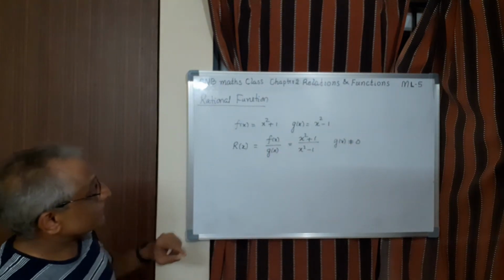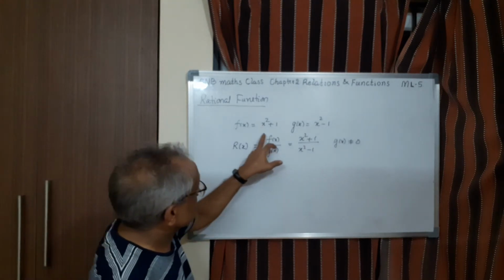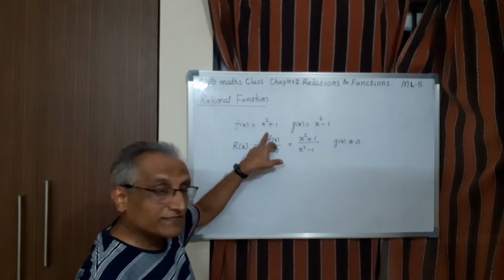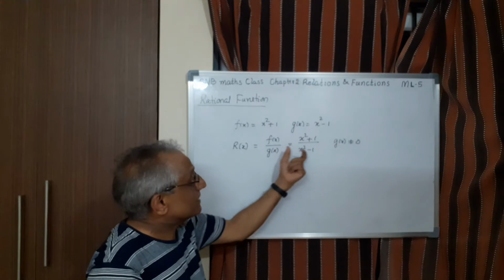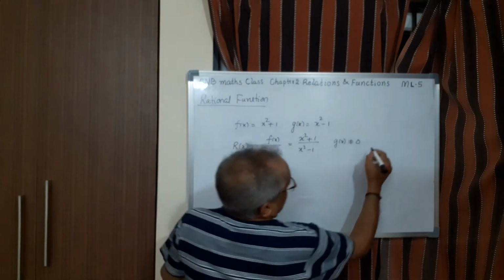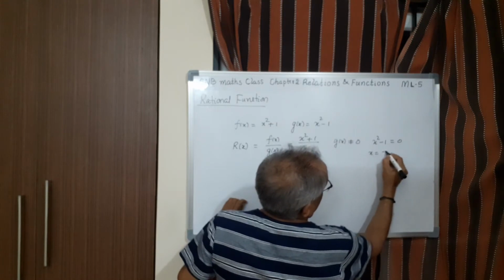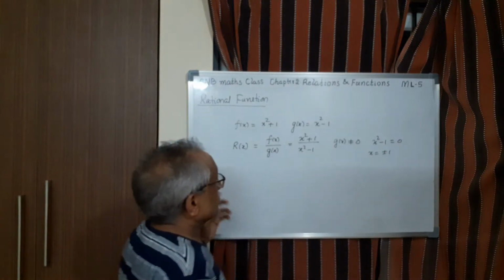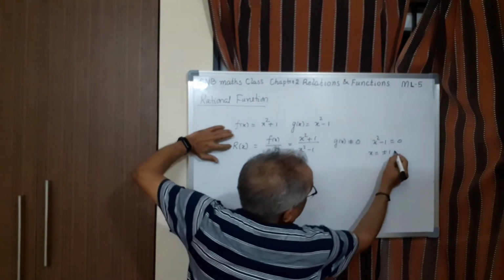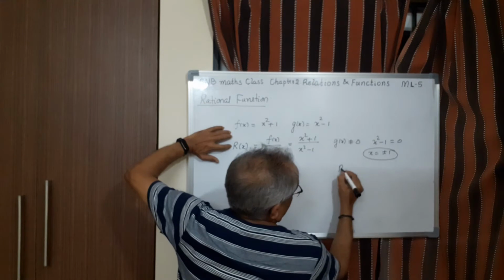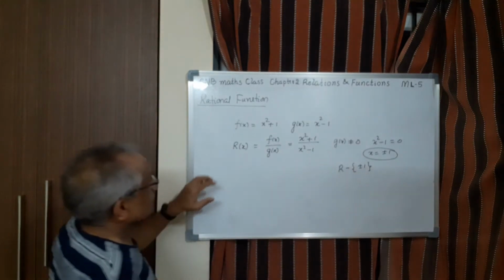So here, therefore, the domain of the rational function is normally the domain of f of x minus wherever this g of x becomes 0, that we have to remove. For example, here you see x square minus 1 equal to 0 will give you x equal to plus or minus 1. Therefore, in order to define this function, we have to remove these two values from R. So R minus plus or minus 1, that is the domain of this function.